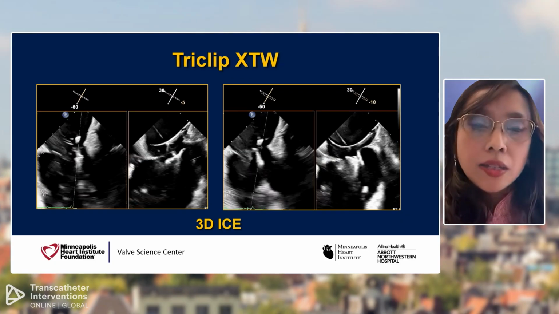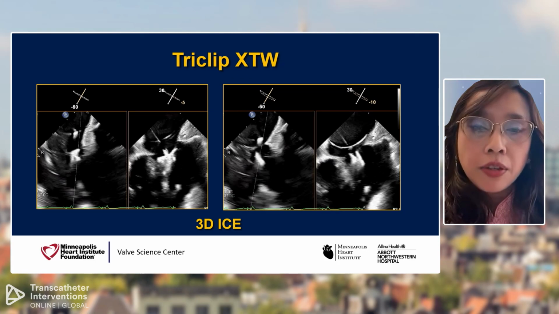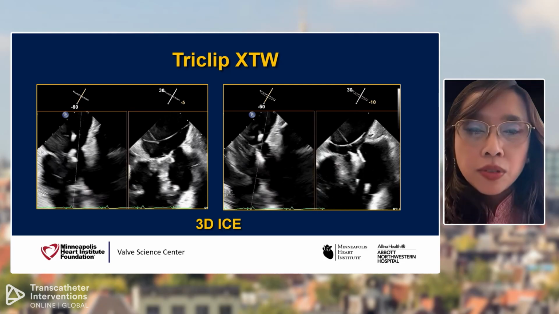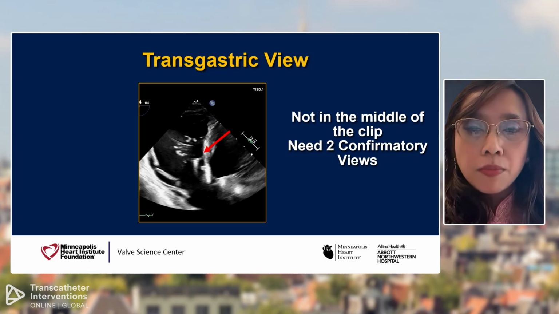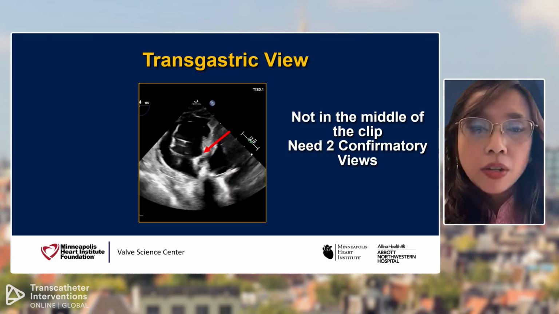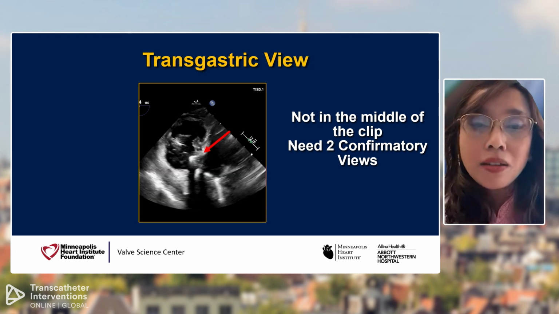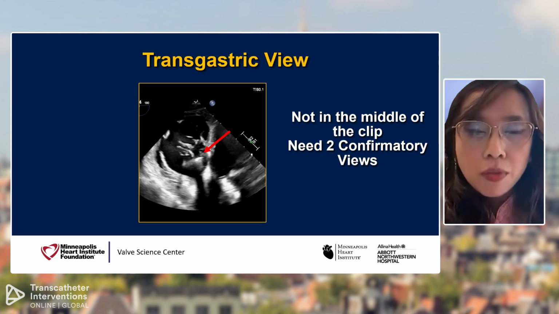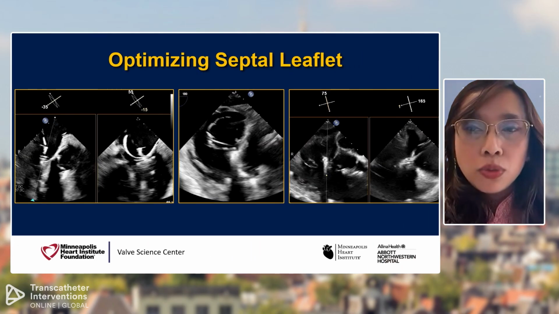So you can see the 3D ICE imaging as we grab here, but if you look on the right-hand side, the septal leaflet, I'm a little bit dubious about that. But using confirmatory views and your transgastric, you can see with the red arrow that the septal leaflet is not in the middle of the clip. And we use two confirmatory views to really assess the septal leaflet into the clip arms.